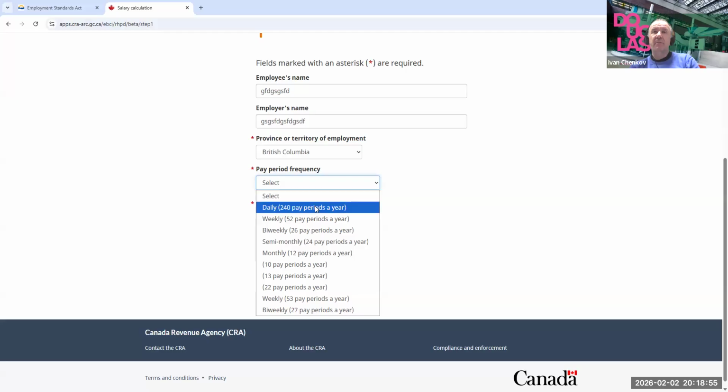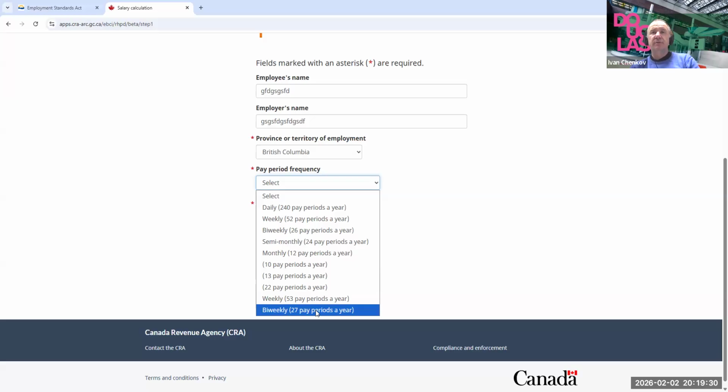What that means, so I can pay the employee daily, which means I have to pay him 240 pay periods per year. I can pay him weekly, which is 52 pay periods. I can pay the employee bi-weekly, semi-monthly, or monthly. Or I can pay 10 periods per year, 13 periods per year, 22 periods per year, weekly with 53 pay periods, or bi-weekly with 27 pay periods a year.